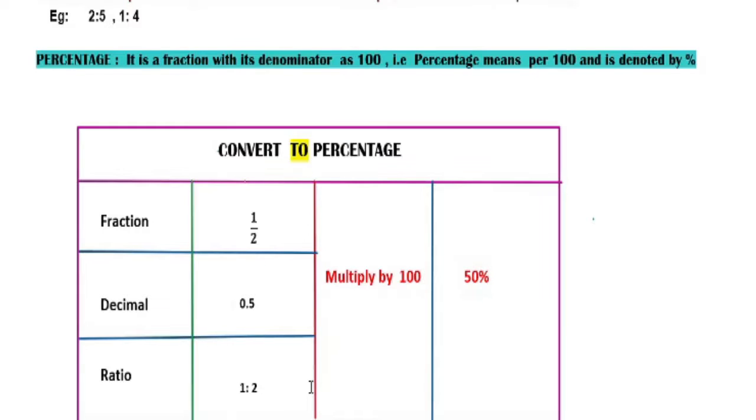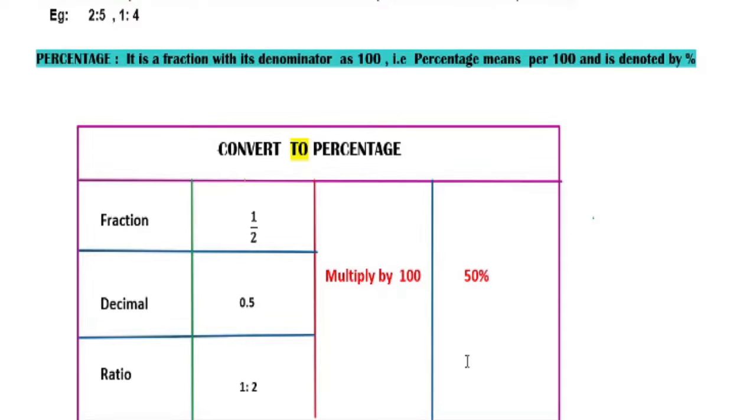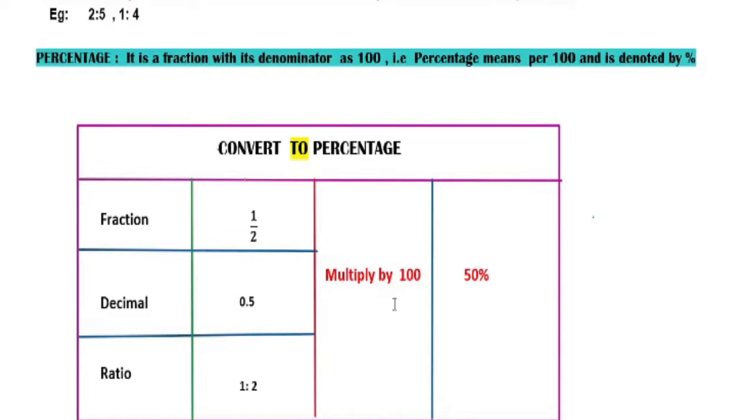And the ratio 1:2. The ratio we can convert into a fraction. 1:2 means 1 by 2. So 1 by 2 is equal to 1 by 2 into 100, that is equal to 50%. So for converting a number to a percent, we have to multiply it by 100. This is the conversion to percentage.